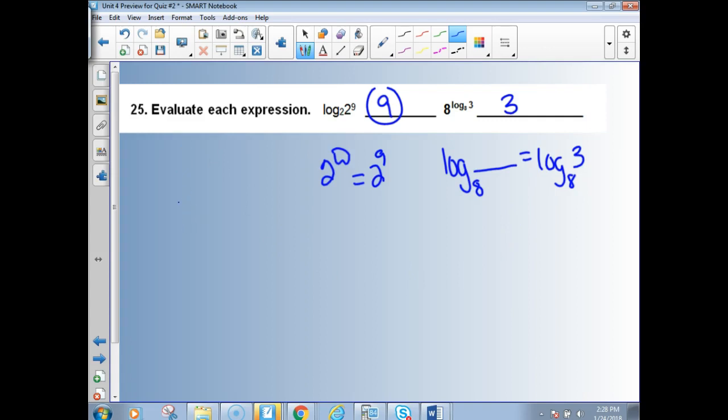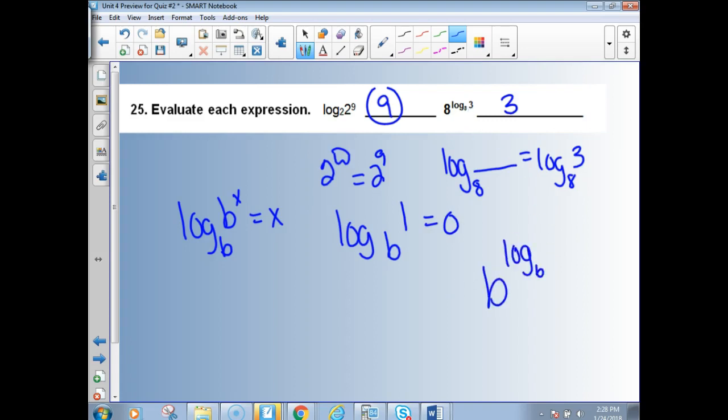Okay, we had some identities. The log in base b of b to the x equals x. That was the rule. And log in base b of 1 was 0. That was another one. Okay, then this one was b to the log in base b of x will equal x. So these are all rules we should know.